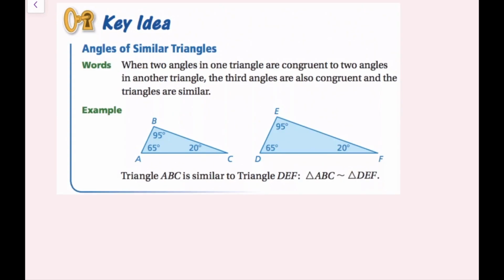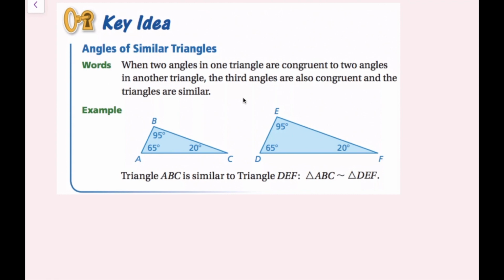So we're going to talk about angles of similar triangles right now. When two angles in one triangle are congruent to two angles in another triangle, the third angles are also congruent and the triangles are similar. The reason why that is the case is because all triangles' interior angles add up to 180 degrees. If you know two of the angles are already the same, that third angle also has to be the same because the triangles add up to 180 degrees. So there's only one possible number that would make that true.